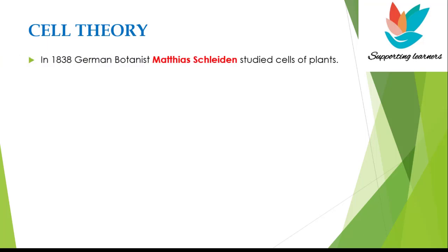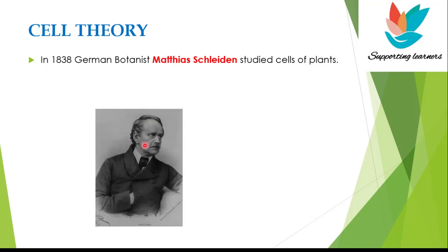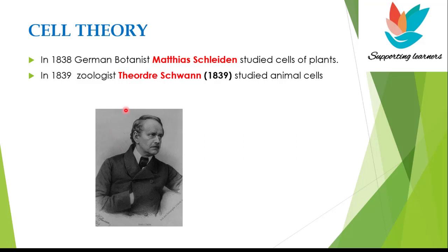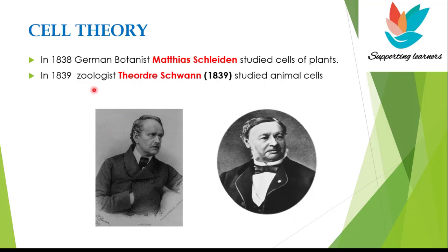Then after that, in 1838, a German botanist, Matthias Schleiden, studied the cells of plants. So Matthias Schleiden was a botanist. Botanists are the scientists who study the plants, who work on the plants. So he was working on plants, and in 1839, a zoologist, Theodor Schwann, studied the animal cells. So Theodor Schwann was a zoologist. Zoologists are the scientists who work on animals.